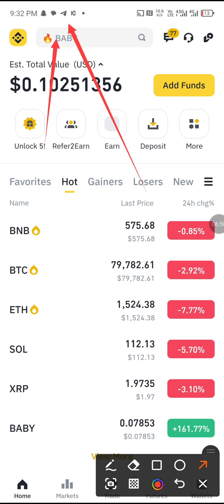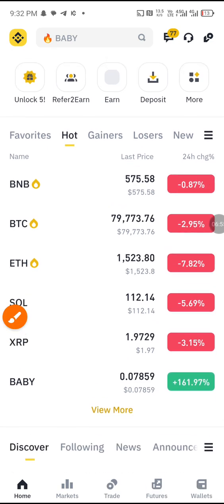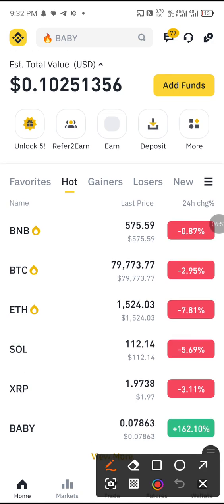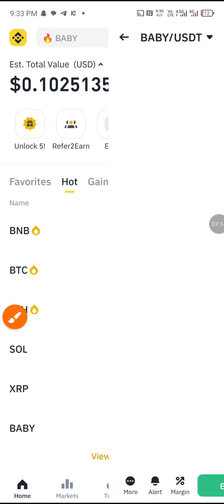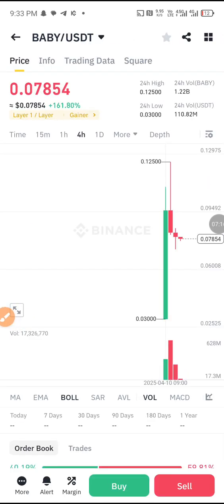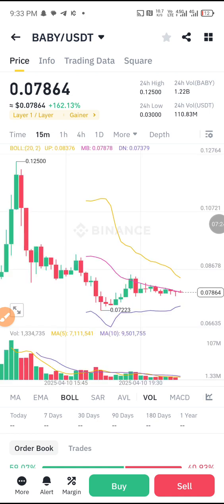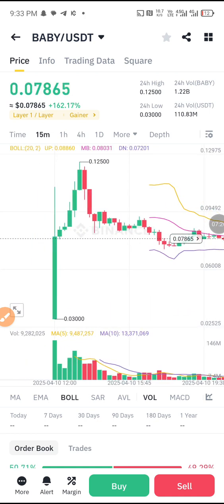You can see it's advertising Baby. Let's look at this Baby coin. Fortunately, it's under the hot list. It has already gained plus 161, which is a very good move. Looking at the 15 minutes chart, you can see this Baby is a new coin.